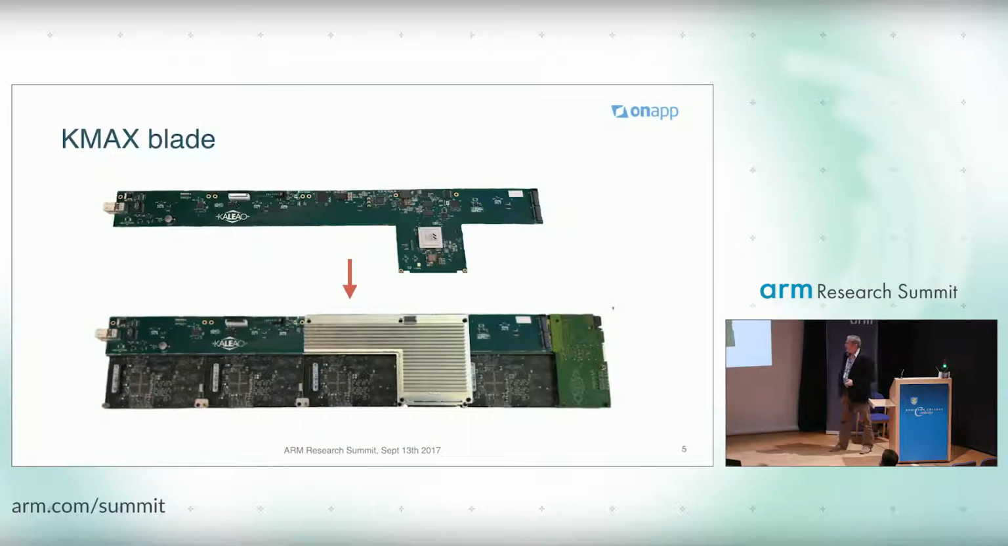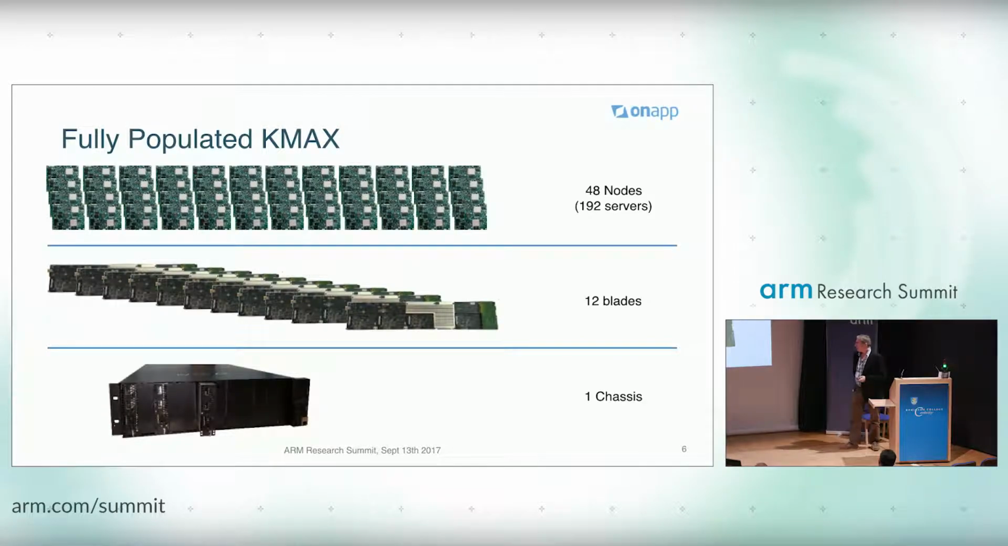The KMAX system is, as I mentioned, a very dense system. Each chassis has a number of blades associated with it, up to 12. Each blade can hold four compute nodes with some integrated network components as well. Each blade has an integrated 10 gigabit switch with 40 gig uplink ports to the front of the chassis, which allows it to achieve a very high level of density.